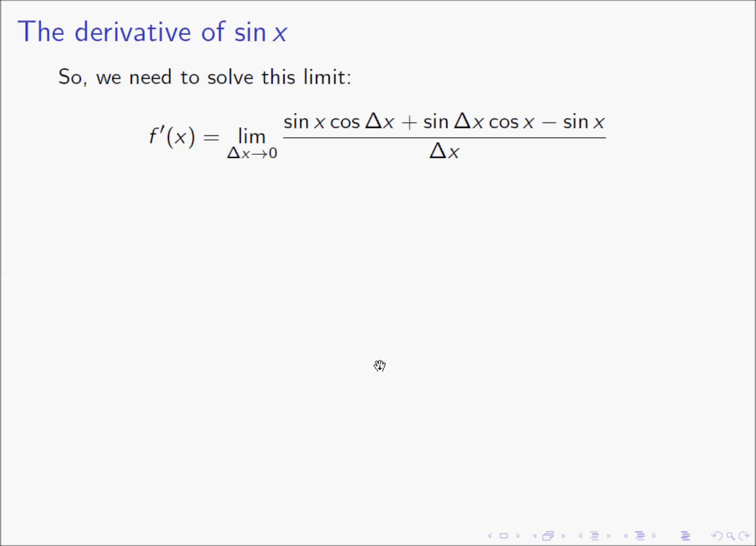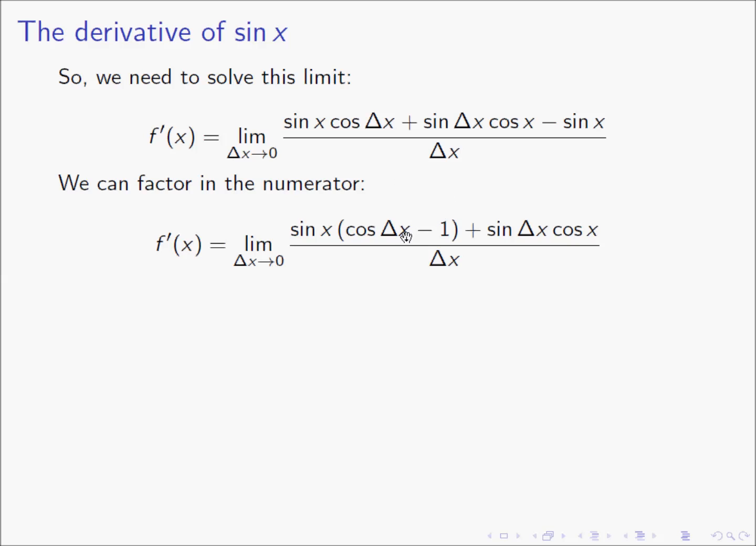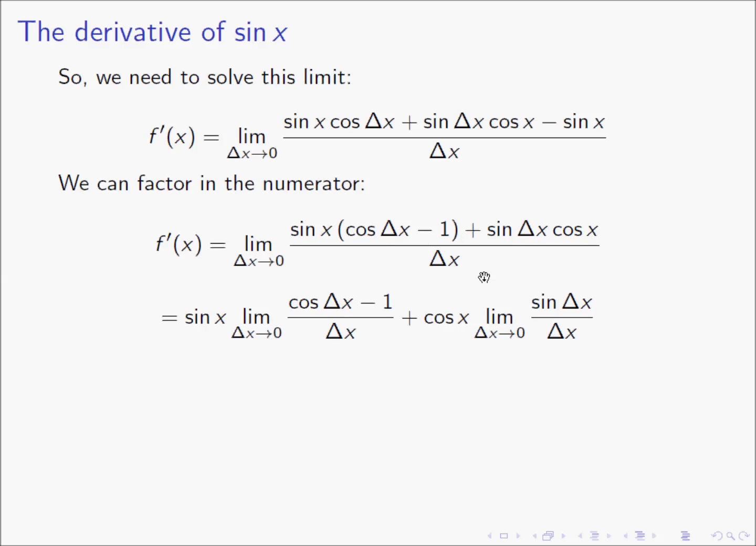We need to solve this limit, and between these two terms we have a common factor that is sine of x. So here we factor sine of x, we get sine of x times cosine of delta x minus 1, plus the other term. Now we can separate this limit into two limits, the limit of this first term plus the limit of the second term. And here we can take sine of x out of the limit sign, because we're taking the limit as delta x goes to 0. So delta x is the variable, and we can take x as a constant. So sine of x is a constant, and we take it out of the limit sign.